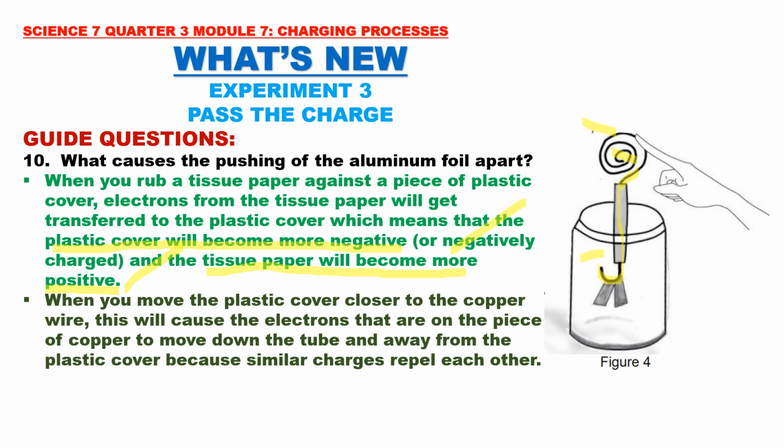At dahil negatively charged ang hook at dyan nakasabit yung dalawang aluminum foil, yung dalawang aluminum foil natin ay pareho ring negatively charged. Okay? Ngayon ang tanong na susunod, bakit naghiwalay yung aluminum foil? Bakit sila nag-spread apart? Bakit sila nag-separate? So, here is the answer. It's because similar charges repel each other.